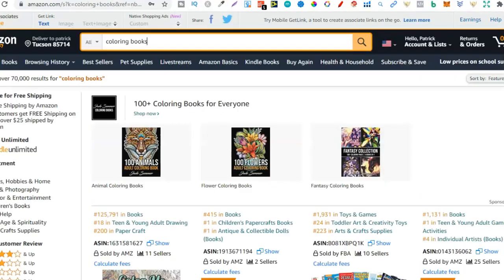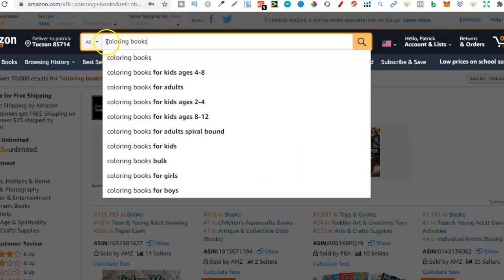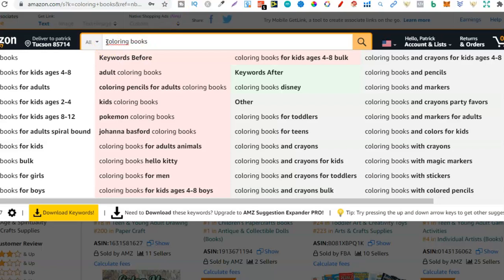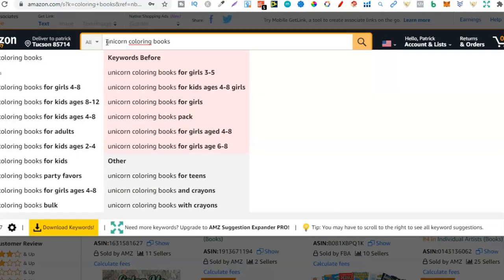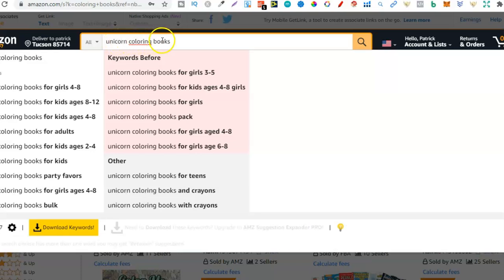If we go back over to colouring books, let me think of a really popular animal. Okay, I've got one: a unicorn. Not really a real animal, but this is a really popular niche. Unicorn colouring books, unicorn activity books, unicorn journals. Right off the bat, just by typing in unicorn colouring books, we now have lots of different age ranges which people are searching for.